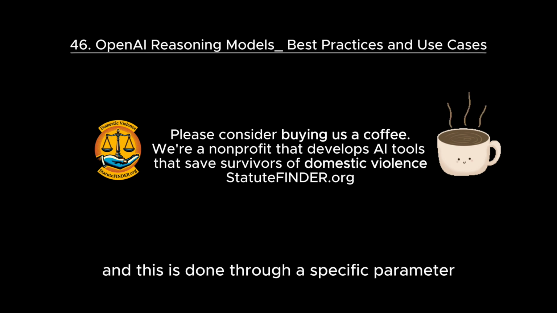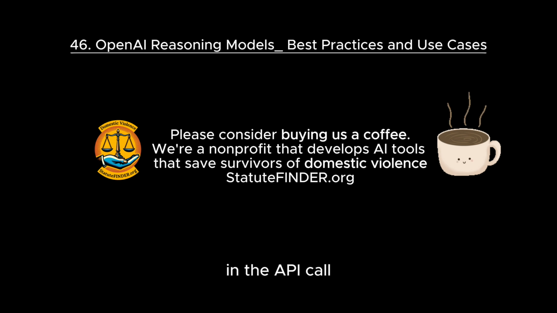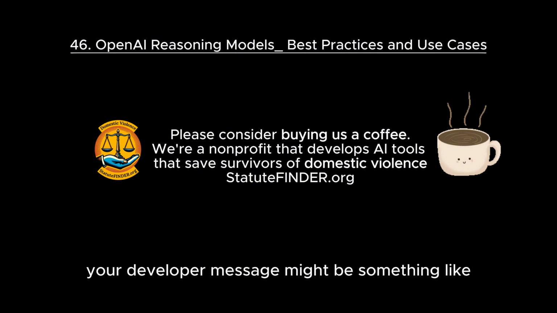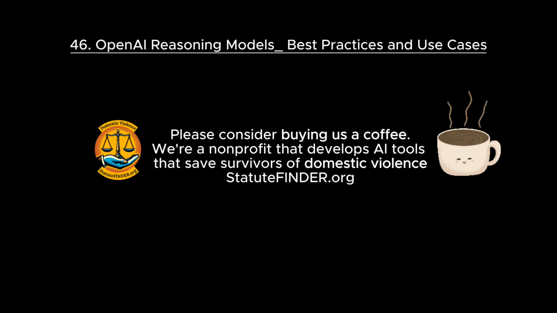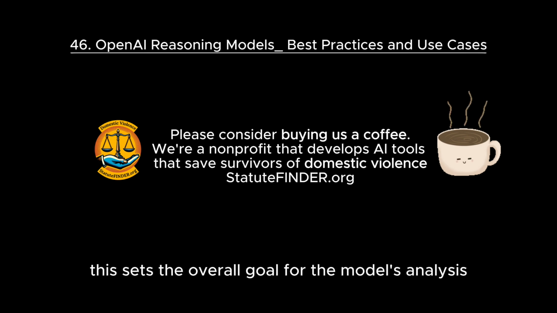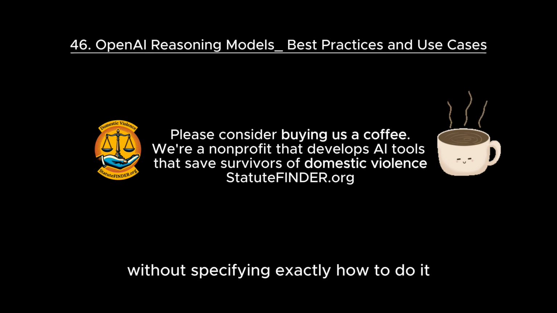And this is done through a specific parameter in the API call, right? Exactly. Let's say you're using the OpenAI API to analyze a financial report. Your developer message might be something like, "Analyze this financial report and identify any potential risks to the company's profitability." This sets the overall goal for the model's analysis without specifying exactly how to do it.